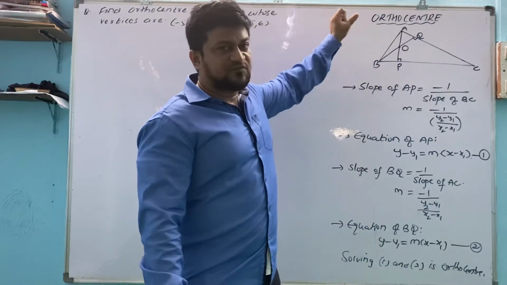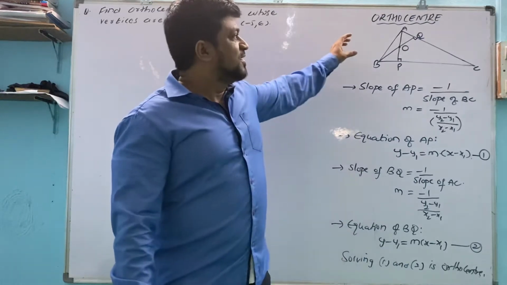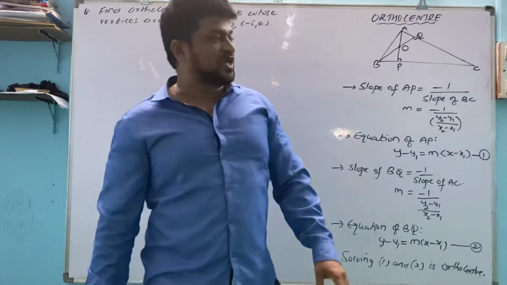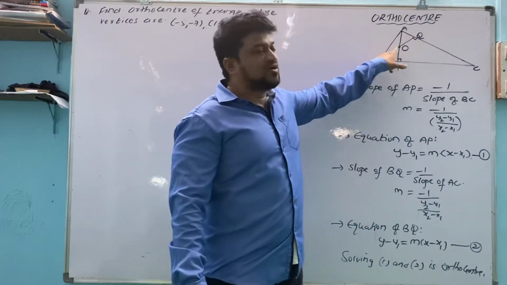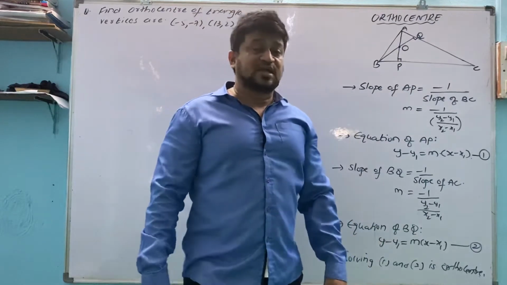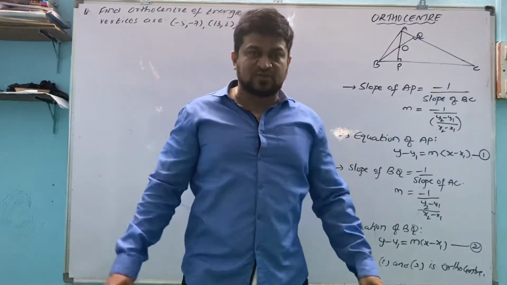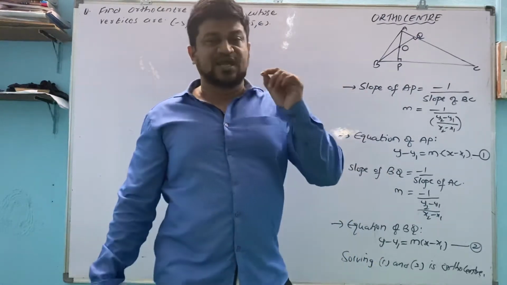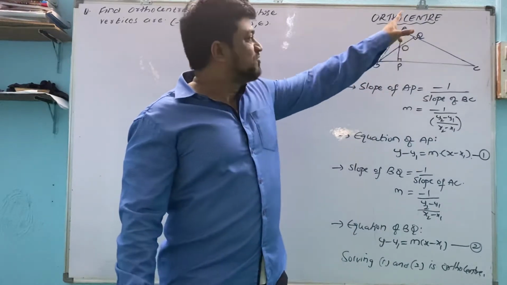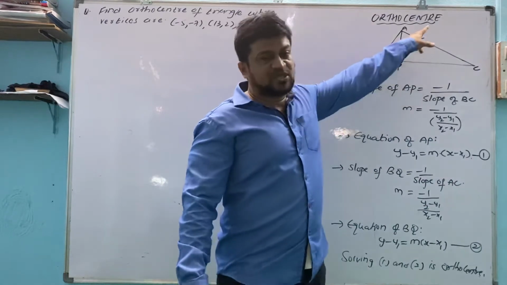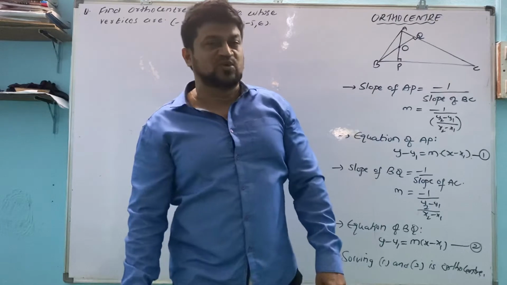To find the orthocenter, first you should know what the orthocenter is. Orthocenter is nothing but the intersection of heights or altitudes. AP is one height and BQ is one height. They are intersecting at a common point. That is the orthocenter. Whereas the circumcenter is the intersection of perpendicular bisectors. If the sides have perpendicular bisectors, they intersect at S, known as the circumcenter. But the orthocenter means: if we take height AP and height BQ, both heights intersect at a point, and that common point is known as the orthocenter.